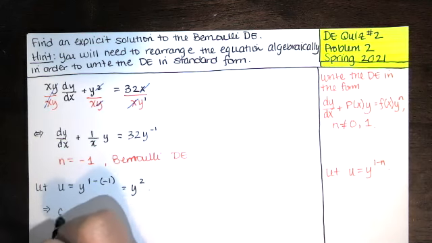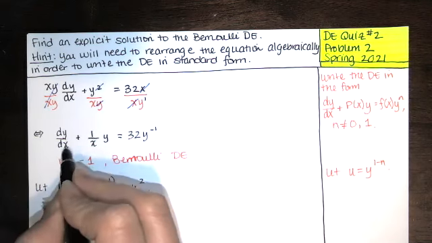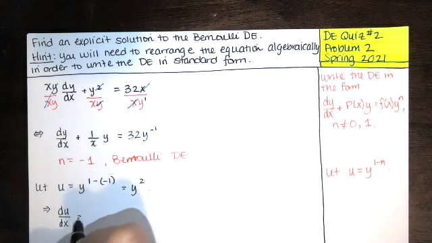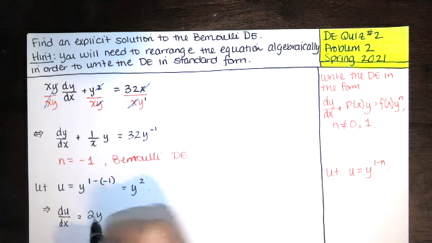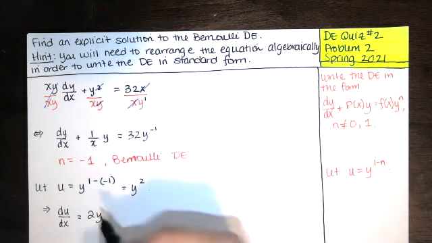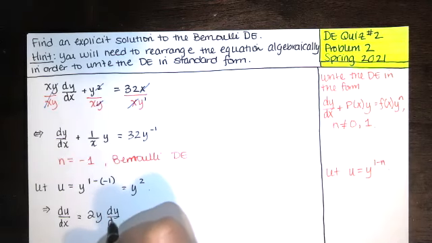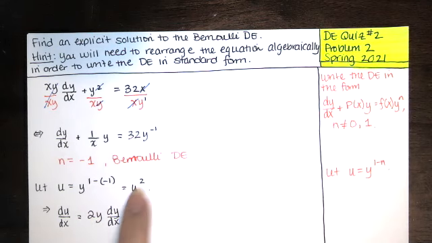Then you want to compute the derivative of u with respect to this independent variable. Well, the derivative of u with respect to x is the derivative of this with respect to y first, so just 2y by the power rule, times the derivative of the inside, which is dy dx by the chain rule. Or you can think of that as implicit differentiation. Either way, you're just taking the derivative of that with respect to y, and then you multiply by dy dx.